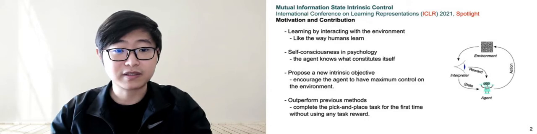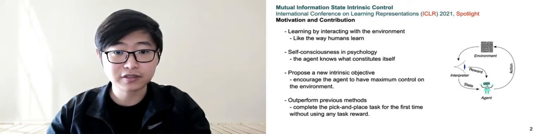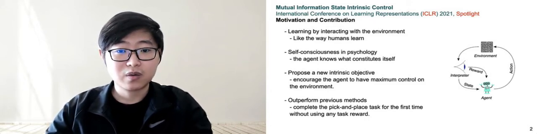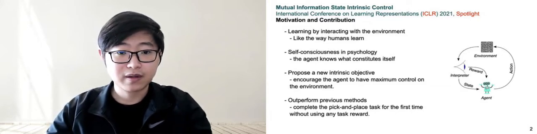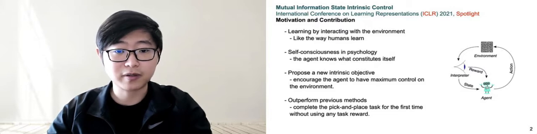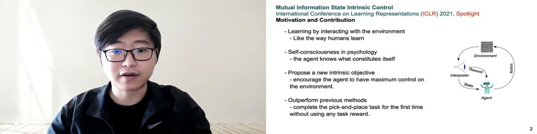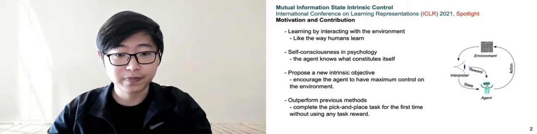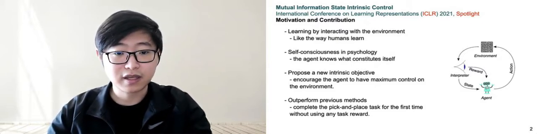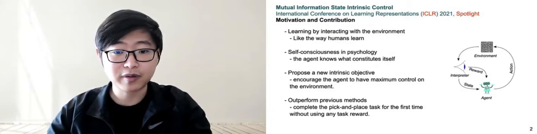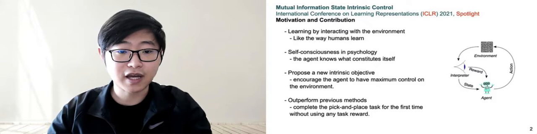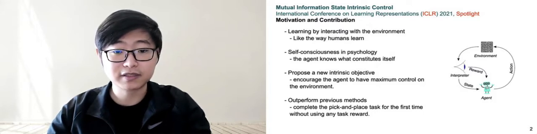Our work is based on the self-consciousness concept in psychology, which means that the agent knows what constitutes itself. Based on this assumption, we propose a new intrinsic objective, which encourages the agent to have maximal control of the environment. We compare our method with other state-of-the-art baselines, and our method shows superior performance. And for the first time, it enables the agent to complete the pick and place task without any task reward.